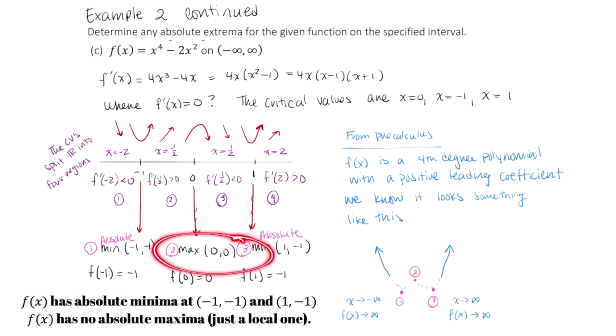Clearly, (0, 0) cannot be an absolute maximum since f of x is going to grow without bound as x approaches both negative infinity and positive infinity. So point 2 is just a local maximum.